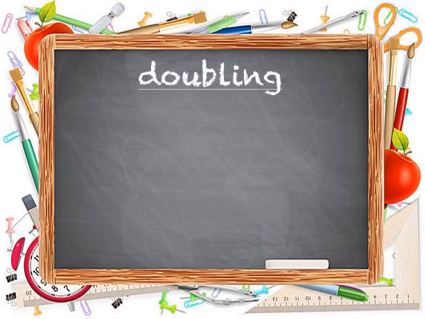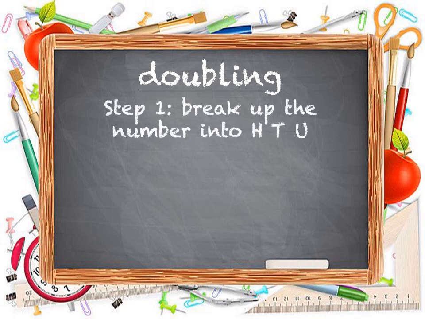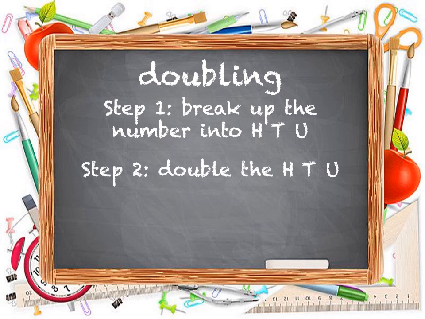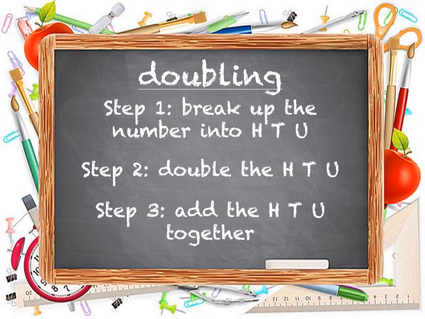Doubling. There are steps that you take in order to do a doubling sum. If you always follow the steps, your answers will always be correct. Step number 1. Break up the number into hundreds, tens, and units. Step number 2. Double the hundreds, tens, and units. And step number 3. Add the hundreds, tens, and units together.